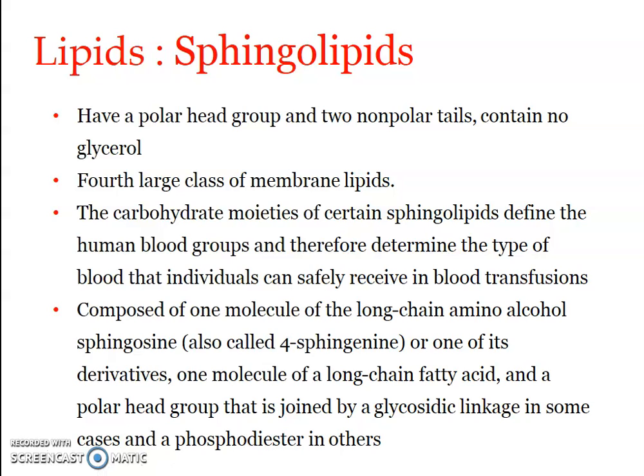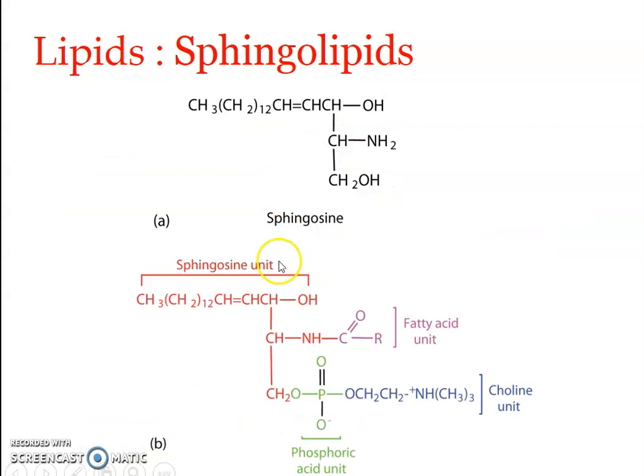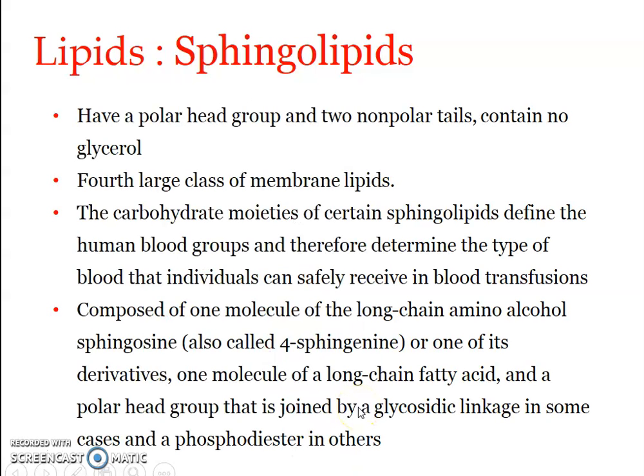Now, sphingolipids form the fourth largest group of membrane lipids, that is, those lipids which become a part of the cell membrane. We saw phospholipids are one of the most important groups, and after that come the sphingolipids. Now, the carbohydrate moieties of certain sphingolipids define the human blood groups and therefore determine the type of blood that individuals can safely receive in a blood transfusion. What happens is that sphingolipids may be attached to carbohydrate moieties, and in such cases it is these carbohydrate moieties that define the blood group.